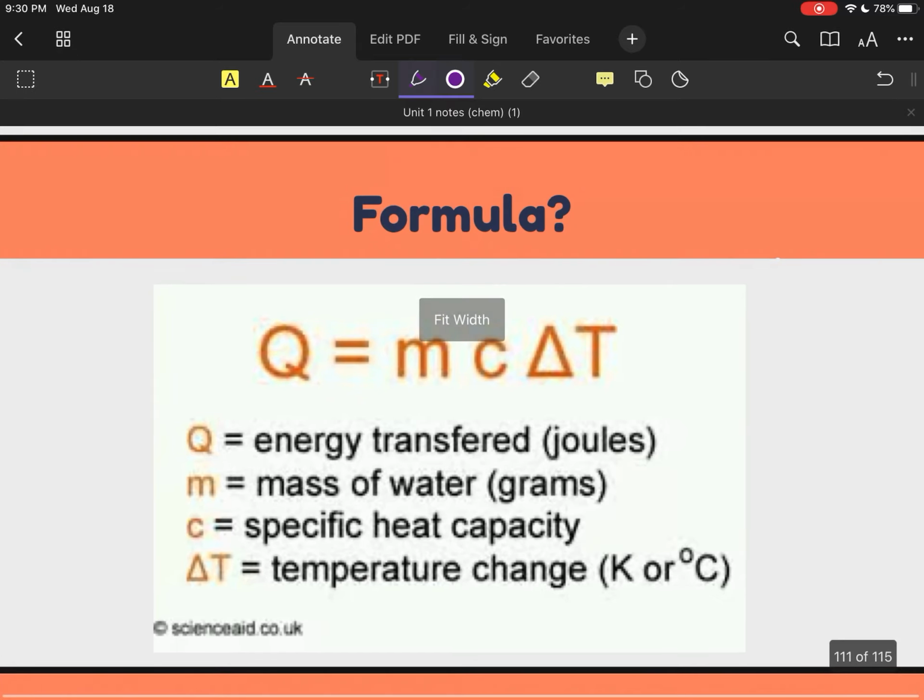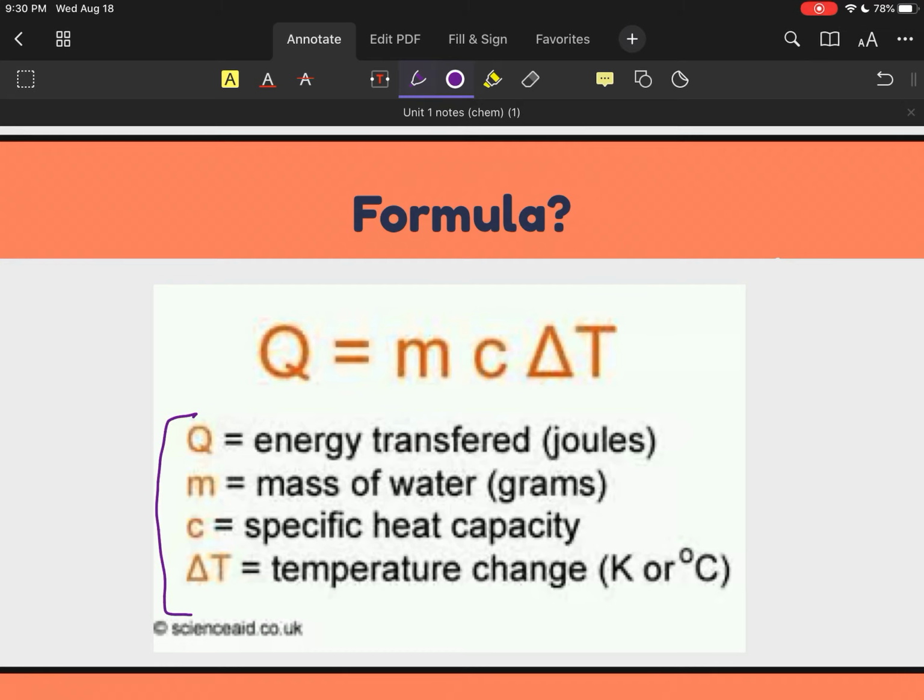So we have a formula that we use, and this part is explained in the little dotted box in your notes. So if you forget it, or you don't have to rewrite it, it's already there. So the Q, that's just our energy. Q stands for our energy. The M is the mass of the water, like I said, it's usually water. It's whatever you're measuring the temperature of.